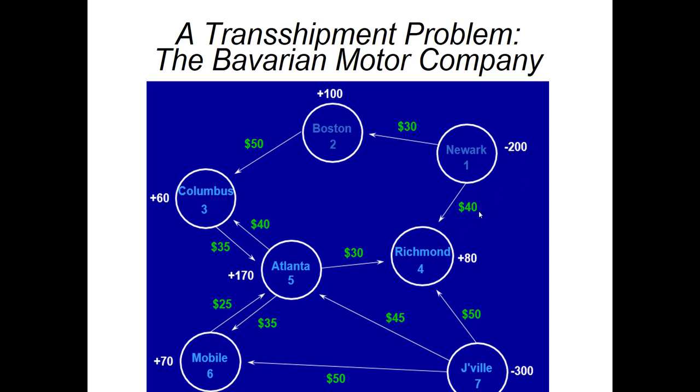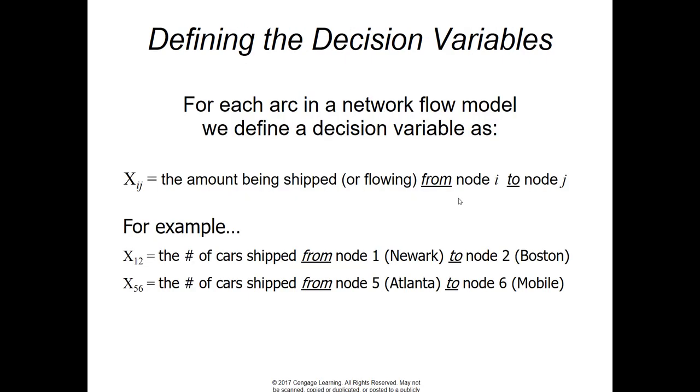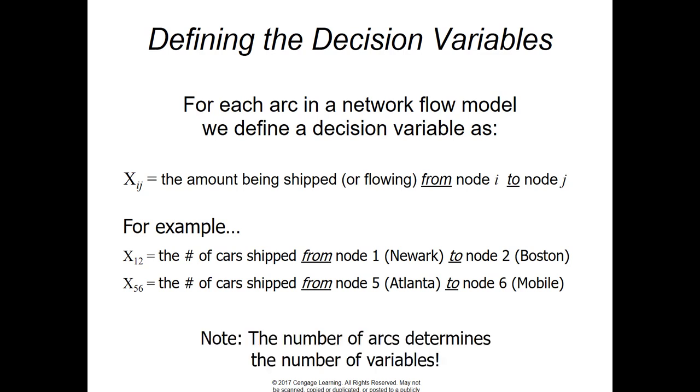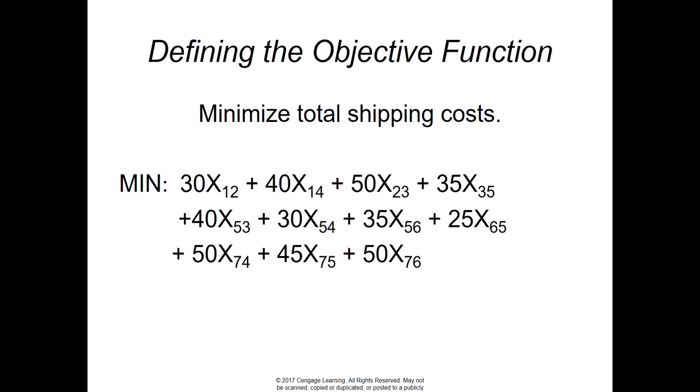In the equation, let's first talk about the decision variables. The decision variables are the number of arcs that we have. So basically, xij is the number shipped from node i to node j. For example, x12 is the number of cars shipped from node 1 to node 2, and then from node 2 to node 3, and so on. This is very important to remember: the number of variables is equal to the number of arcs in this system.